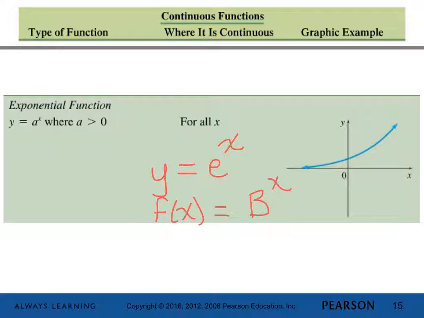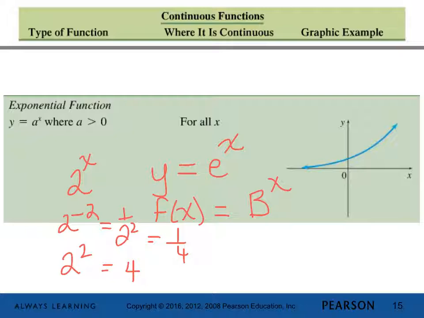For example, if you have 2 to the x power, then 2 to the negative 2 is equal to 1 over 2 squared, which is 1 over 4. And if you have 2 to the positive 2 power, that's equal to 4. And since we've talked about an example of the negative, and an example of the positive, what would it mean if 2 was raised to the 0 power? Well, 2 raised to the 0 power is 1, so it still has a definition. So for that reason, exponential functions are continuous for all values of x, positive, negative, and 0.